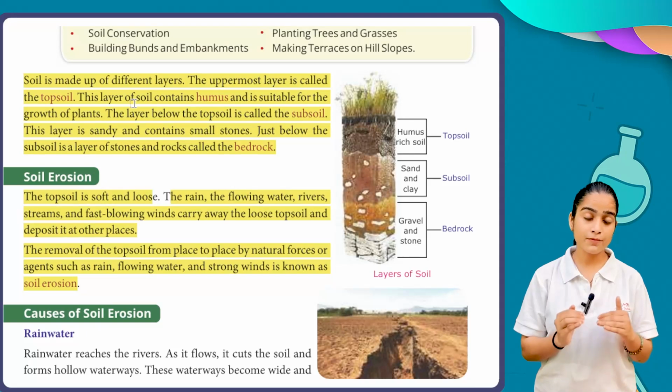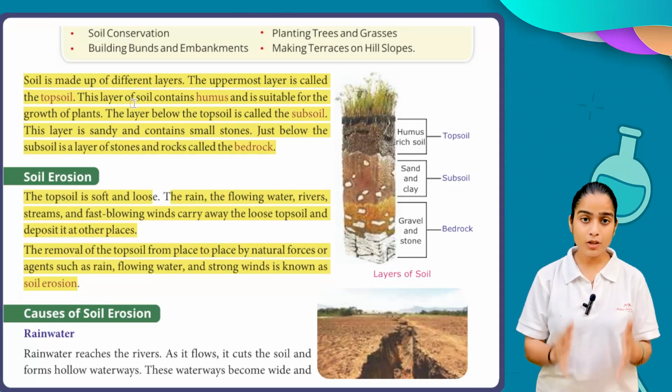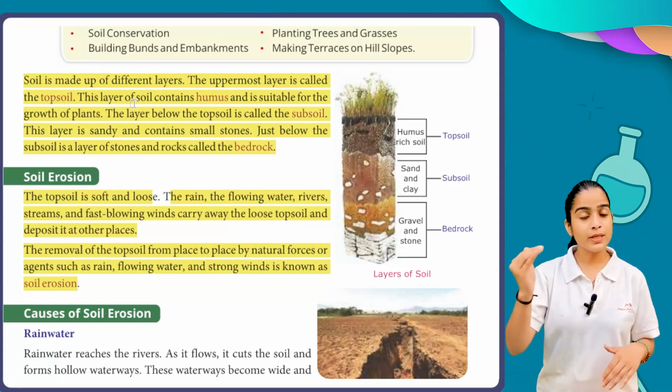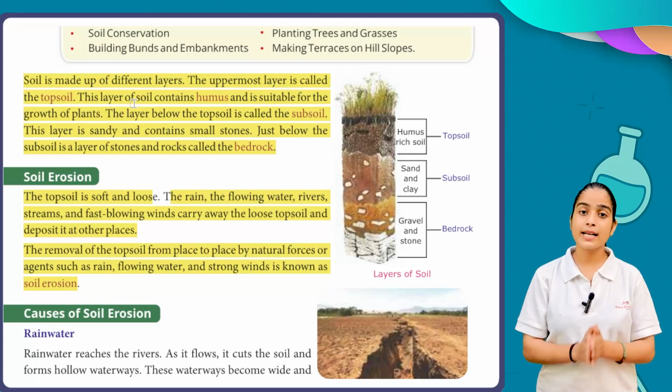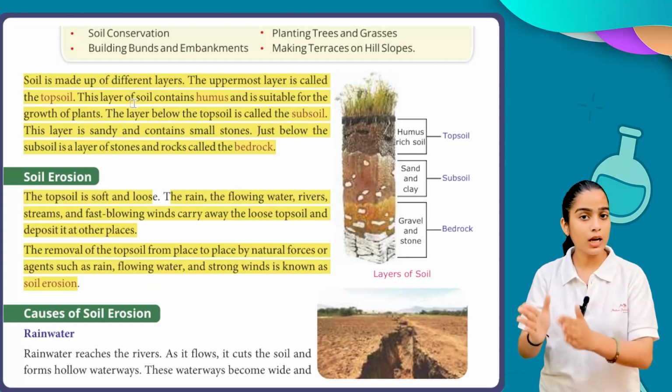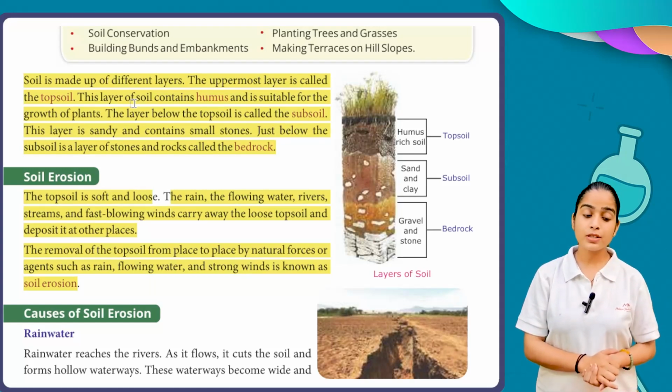If topsoil changes its place, what will happen? The amount of topsoil will decrease. So it is referred to as soil erosion, where the topsoil is removed by a natural process from one place to other places.